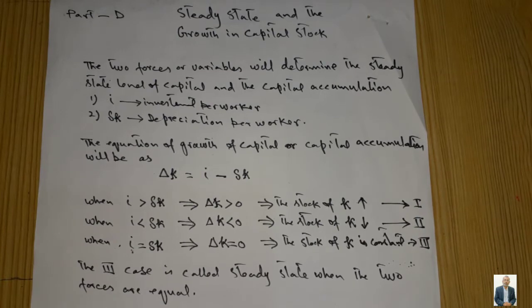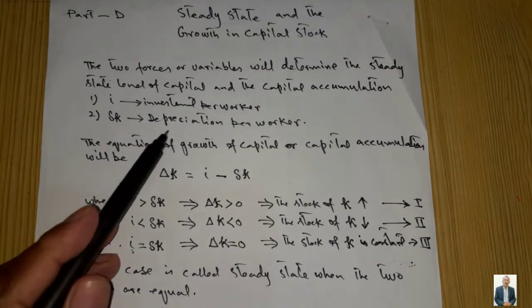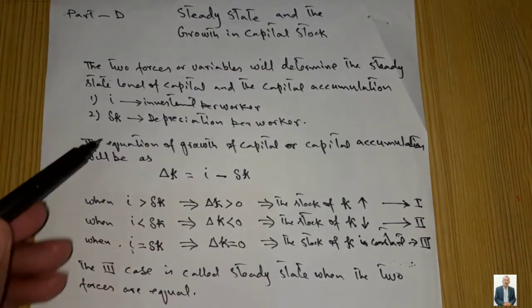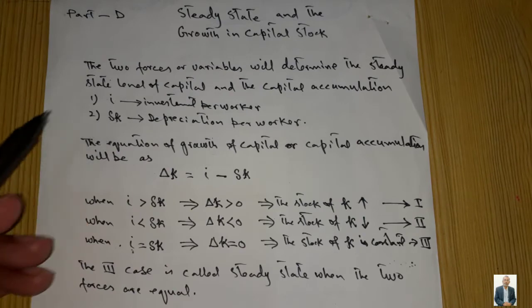In this video we are going to explain part D of our Solow growth model. This part is regarding the steady state and the growth in capital stock. The two forces or variables which we have earlier studied will determine here the steady state level of capital and the capital accumulation. The first force is investment per worker, abbreviated with small i, and the other force is depreciation per worker, which is abbreviated as delta K.